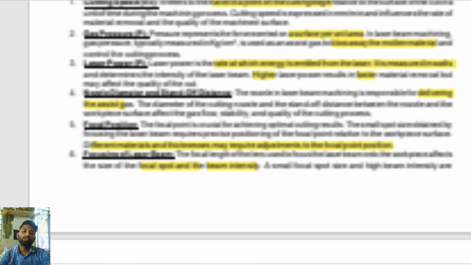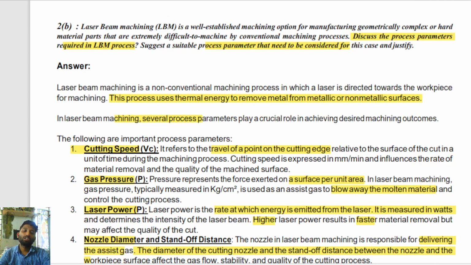So this is the answer for the question on laser beam machining, well established.